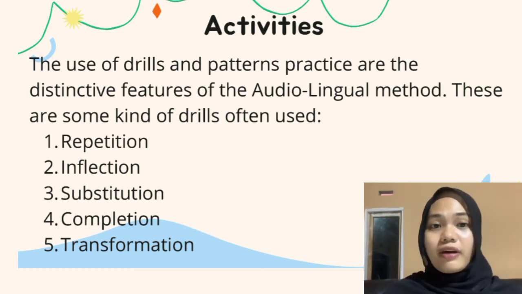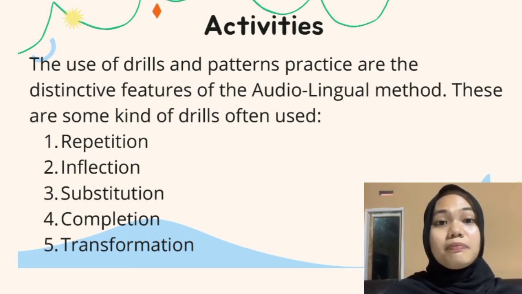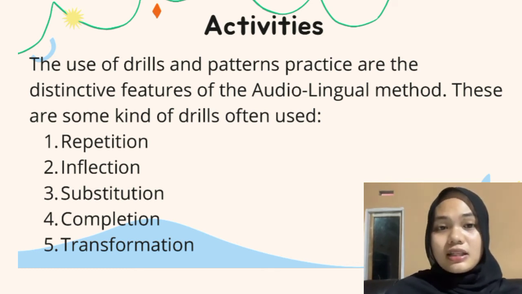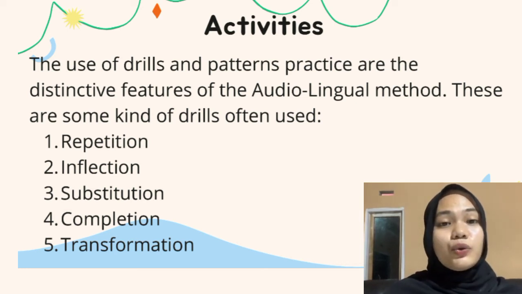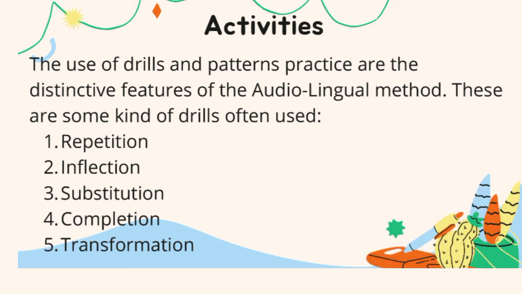And the last, number 5, is transformation. A sentence is transformed by being made negative or interrogative or through change in tense, mood, voice, aspect, or modality. Examples: He knows my address. He does not know my address. Does he know my address? He used to know my address. If he had known my address.